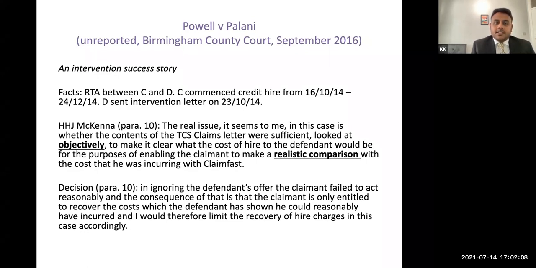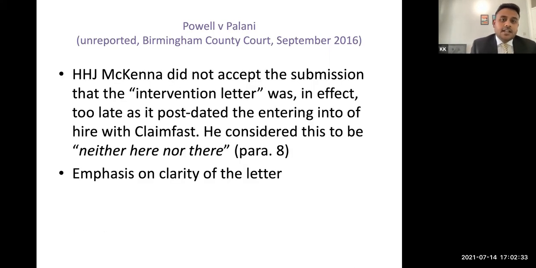Now, looking at the timeline of this particular case, as I've already mentioned, the intervention letter was sent some 7 or 8 days after the claimant commenced credit hire. And despite that, the judge here found that the claimant should have taken up the offer of intervention. And therefore timing of a letter is undoubtedly another factor that parties ought to consider in terms of when letters come out and when they are considered, and so on and so forth.